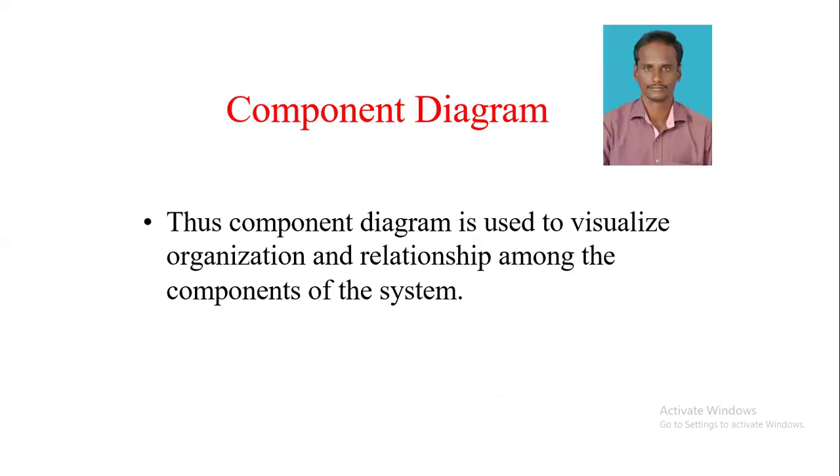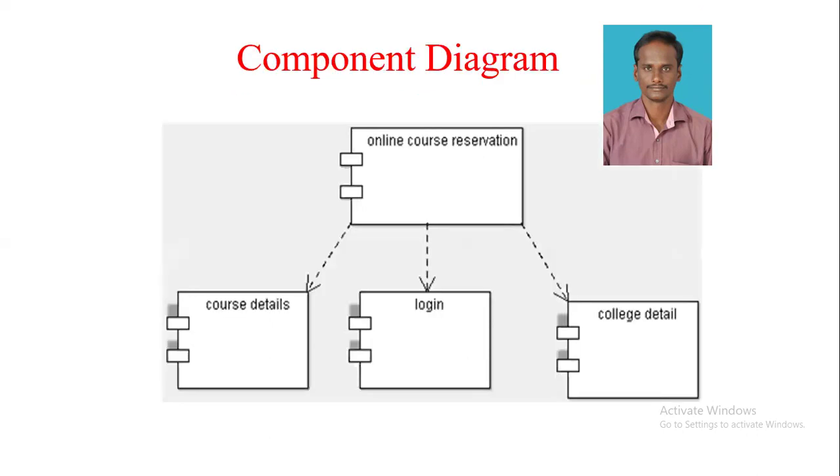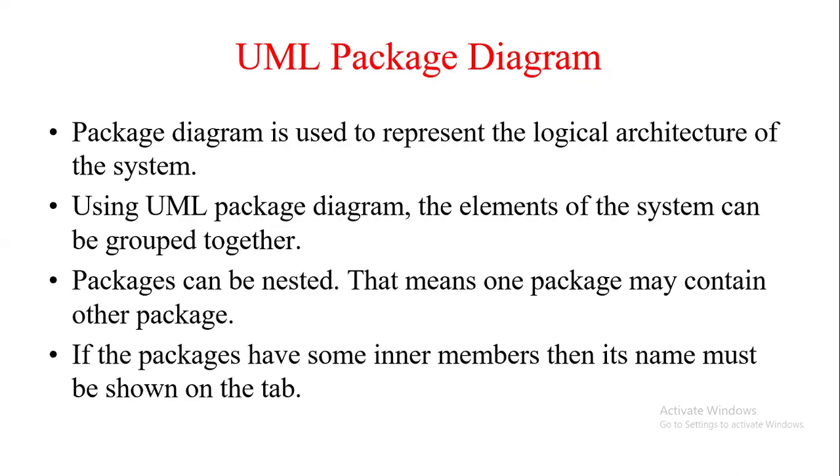The next one is the component diagram. The component diagram is used to visualize the organization and relationship among the components of the system. The example is the component diagram of the online course reservation system. And the next one is the UML package diagram. The package diagram is used to represent the logical structure of the system. Using a UML package diagram, the elements of the system can be grouped together. Packages can be nested, which means one package may contain other packages. If a package has inner members, its name must be shown on the tab.